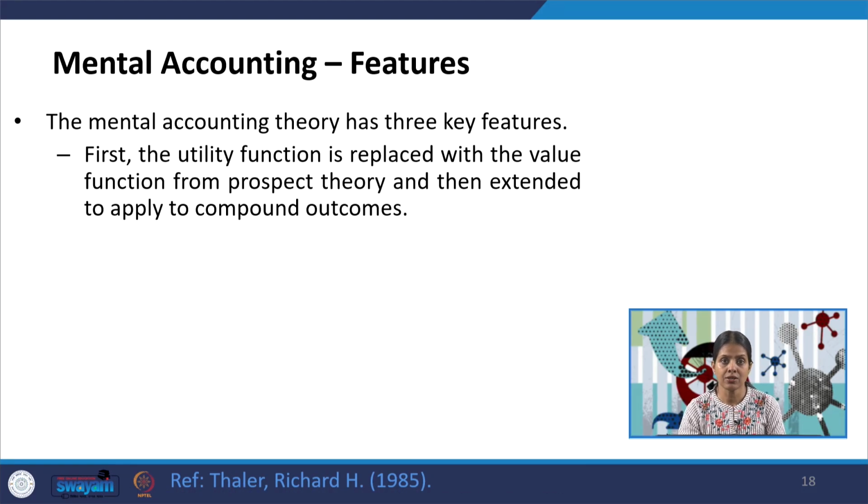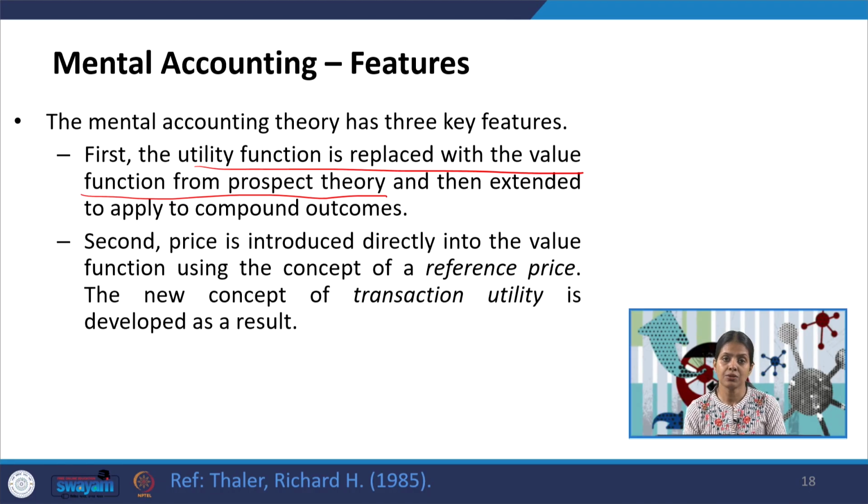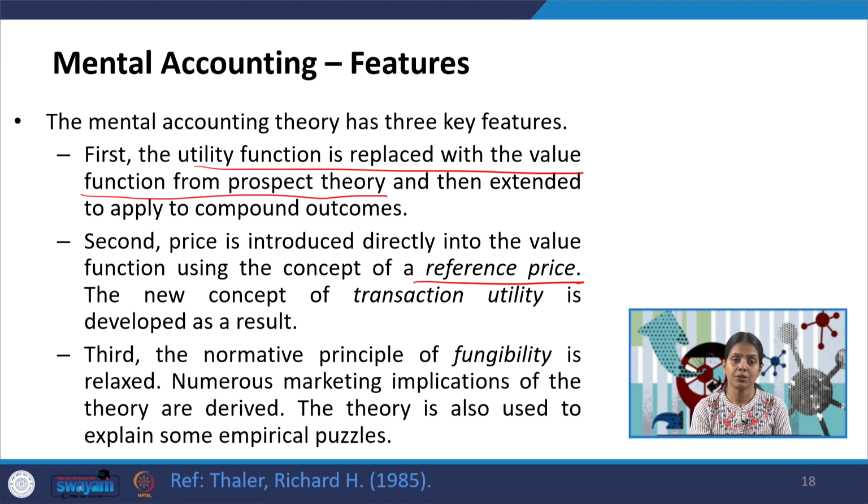First, the utility function is replaced with the value function from prospect theory and then extended to apply to compound outcomes. So, the utility function is replaced with the value function from prospect theory. Mental accounting actually heavily draws from prospect theory. Second, price is introduced directly into the value function using the concept of a reference price. The new concept of transaction utility is developed as a result. We also have a concept of acquisition utility along with transaction utility. Third, the normative principle of fungibility is relaxed. Numerous marketing implications of the theory are derived. The theory is also used to explain some empirical puzzles.